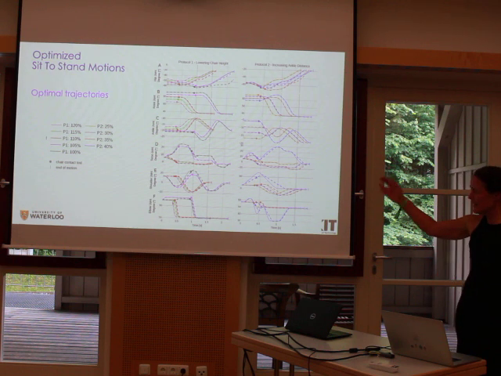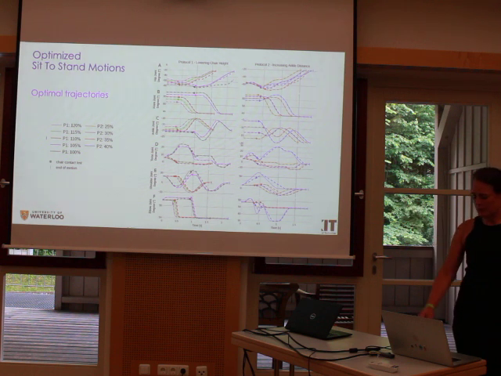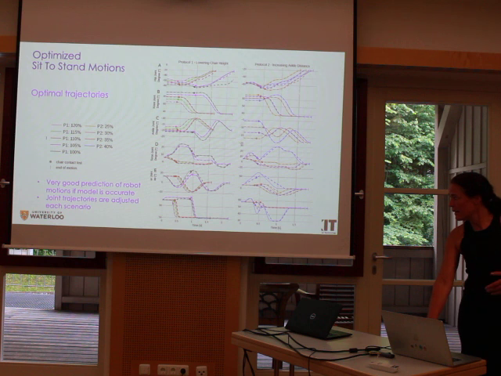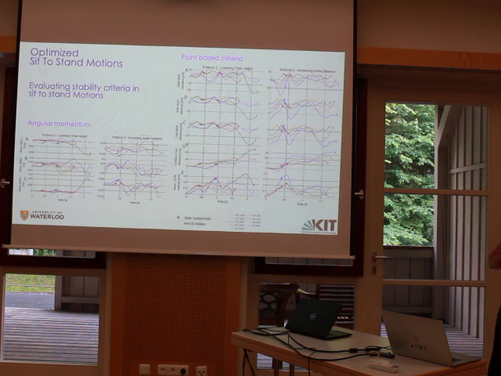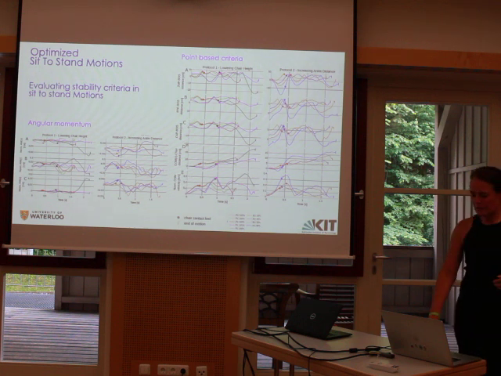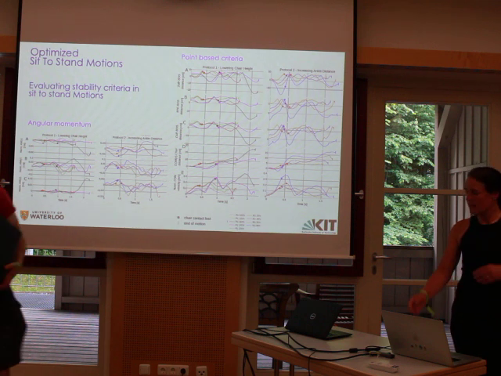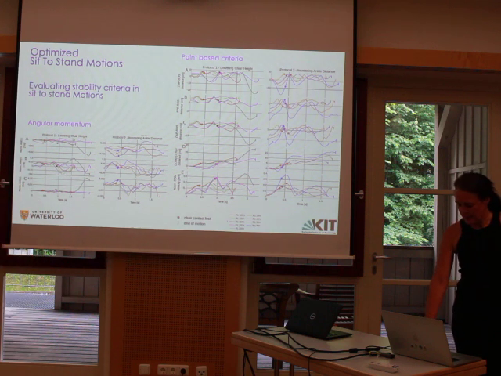And in most of the cases, the robot could track the computed trajectory. And we also get lots of other information like angular momentum. We also evaluated all the stability criteria, and then could also determine why the robot failed at the end.